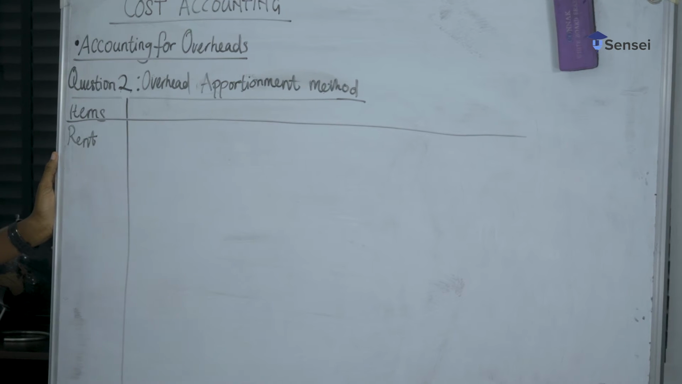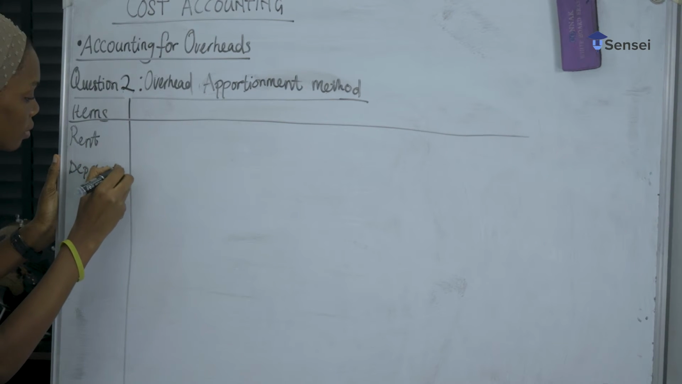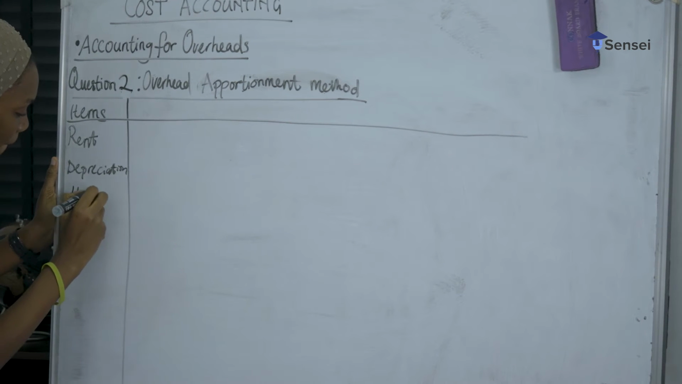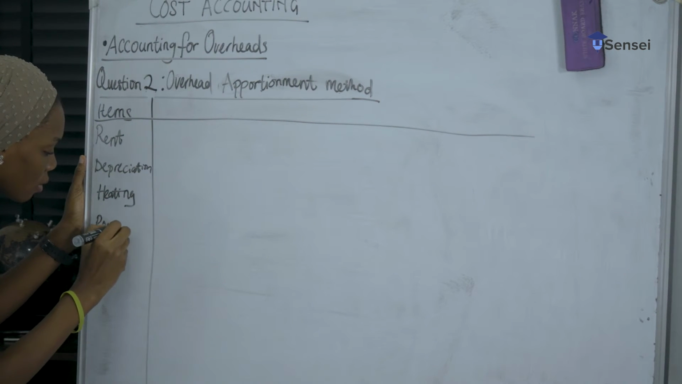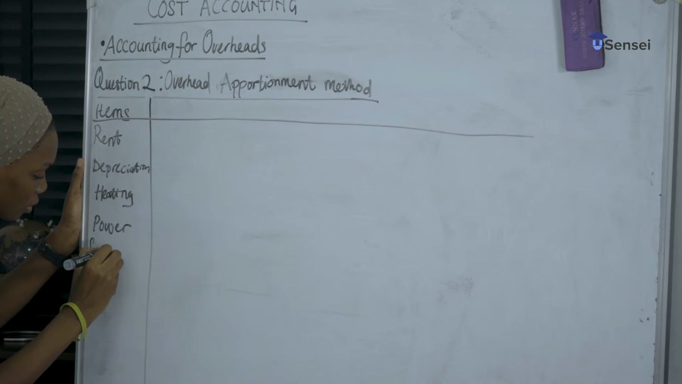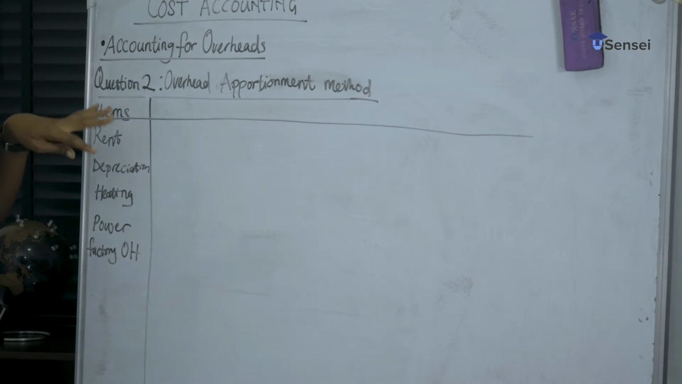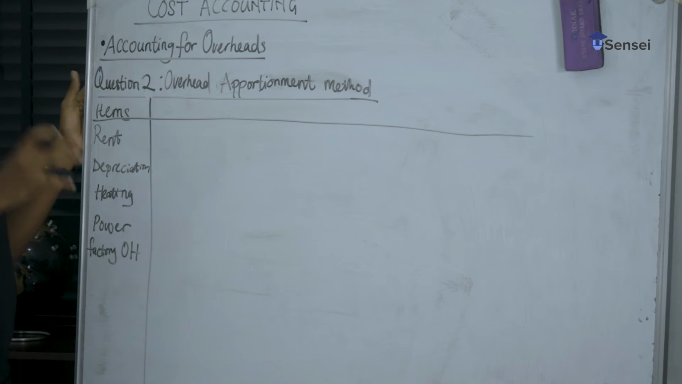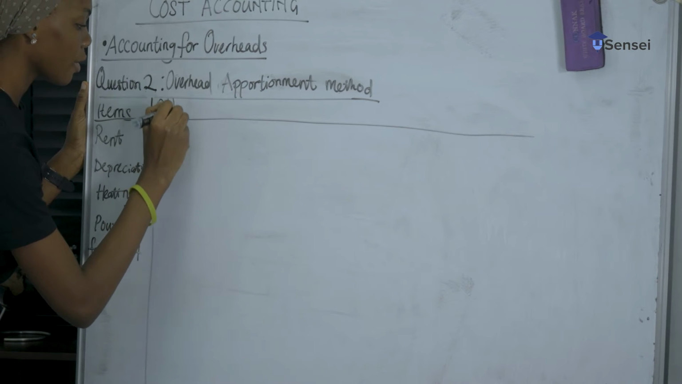The second item in the question is depreciation. The third item in the question is heating. The fourth one is power, while the fifth one is factory overhead. So having listed out the items given in the question, the next thing we have to put in the table will be the overhead cost, the total overhead cost incurred with respect to each of the items listed. So we have the overhead costs.